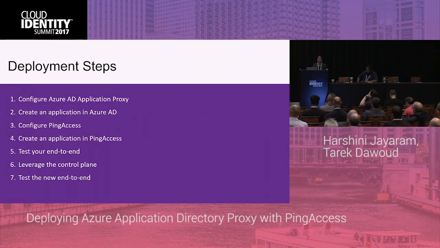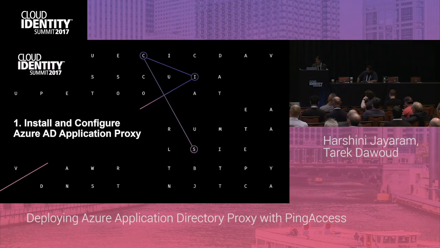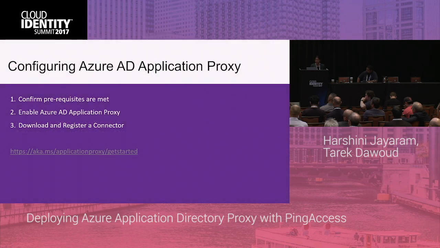So we've added a step 6 and 7. In step 6, we're going to leverage the control plane and start adding some of those security protections that you've heard about today. You may have seen in Alex's keynote this morning. We're going to show how you start layering some of those on. And finally, we're going to test the new end-to-end that uses some of that protection. So this is our ambitious agenda for the rest of this session. So let's start with how you install and configure the application proxy.